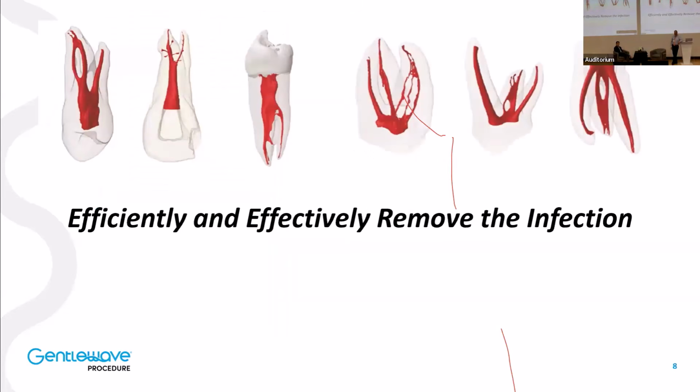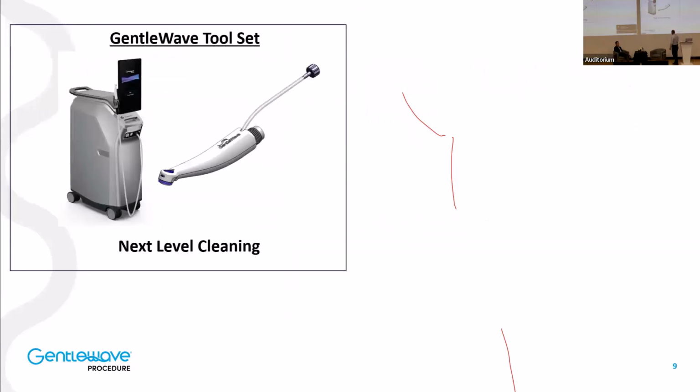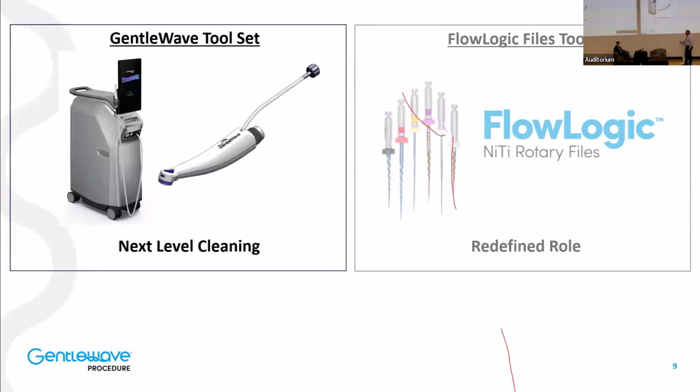So what do we do here? Pretty straightforward, right? We want to get rid of everything in the red efficiently and effectively. That's our whole being. What we at Sonendo do is we just provide tools, right? You guys are the masters of the tools. So historically, we've always provided GenoWave, right? Next level clean. We have the G4, we have the CleanFlow. And it's something that we've matured over time. What's exciting is that we're also providing another tool set, which is the FlowLogic rotary files. Those are something that we just launched a few months ago.